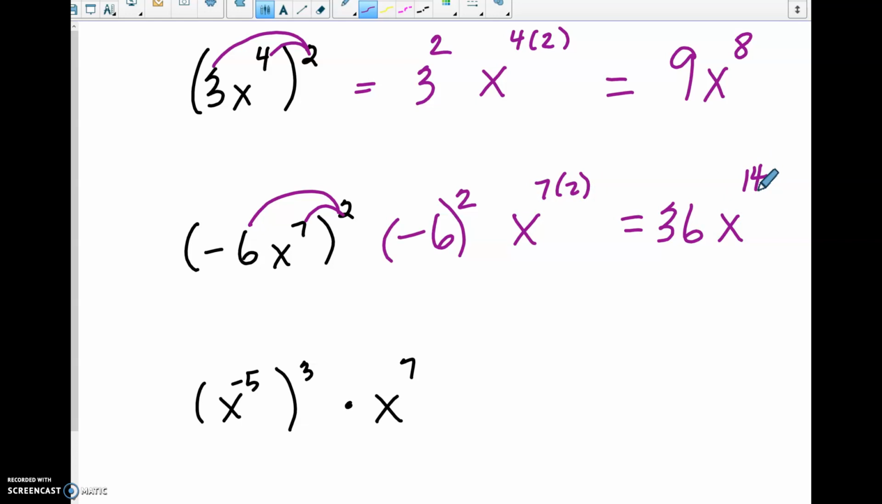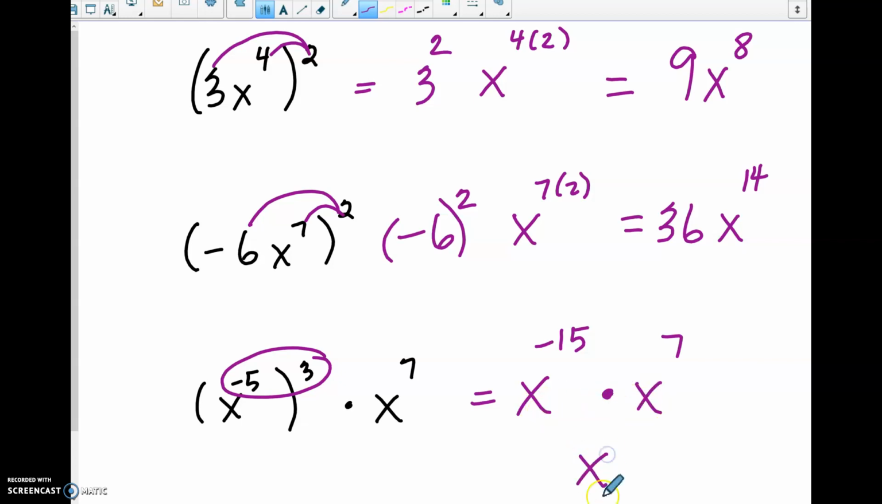All right, the last one here that we have, power to a power. So we're going to multiply those. So we have x to the negative 15th times x to the 7th. So this is actually a two-stepper. First, we had to take care of the power to the power, and now we have multiplication. We still have same bases, so keep the base, and now we are going to add the exponents. Use your calculator. Negative 15 plus 7 is x to the negative 8th.